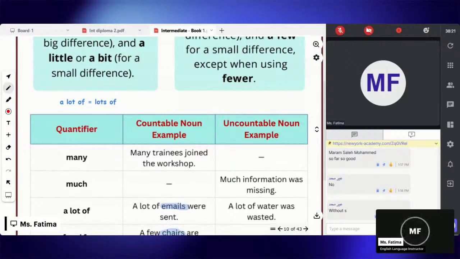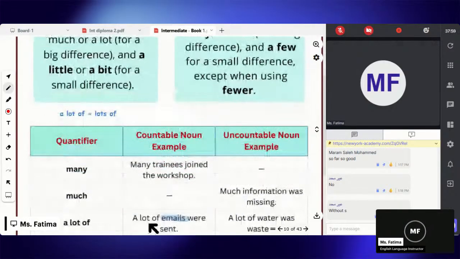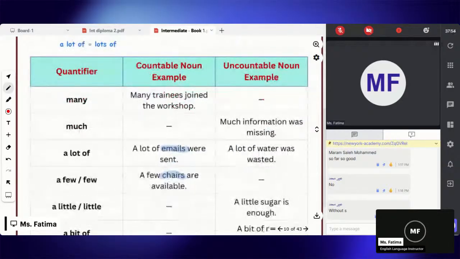The same with few, even with many. You always use the plural form of the countable noun. Of course if I have an uncountable noun, no plural. But if the word is countable, we use the plural. For everyone? Alright.